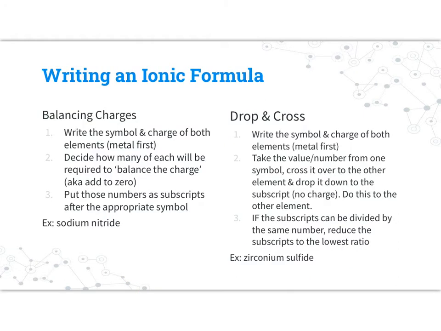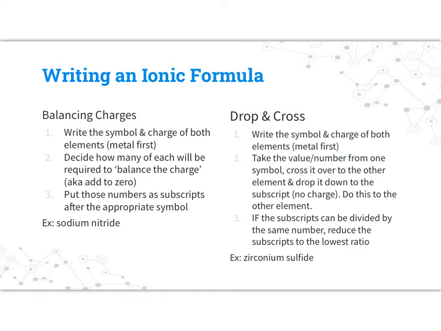Writing an ionic formula, there's 2 ways to do this. We can do this by balancing charges, where we write the symbol and charge for both elements. The metal always gets listed first. We're going to decide how many of each will be required to balance the charge, looking at the charges for every element on our periodic table. We want to balance the charge, aka make them add to 0. And then we're going to put those numbers as subscript after the appropriate symbol.